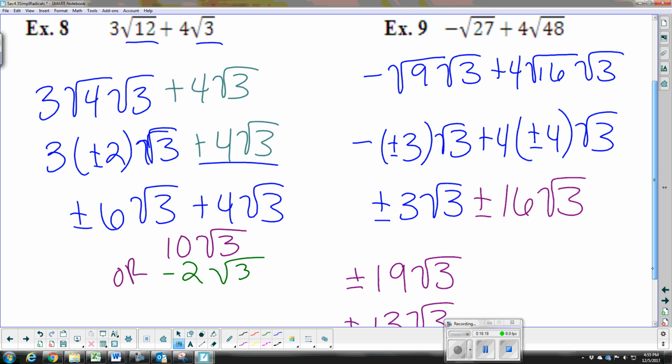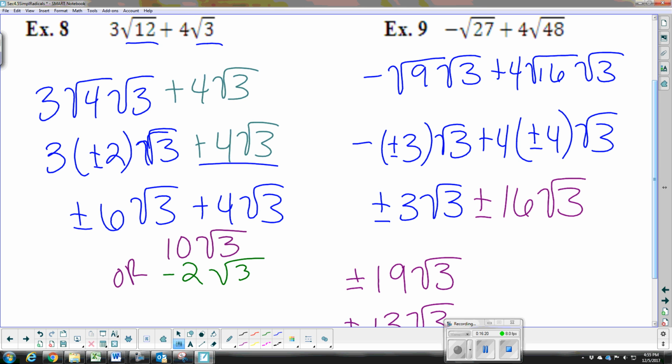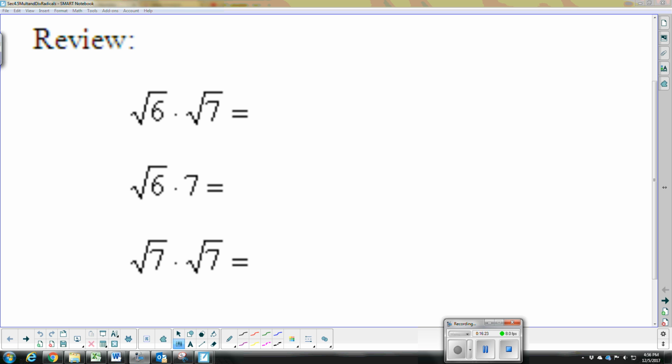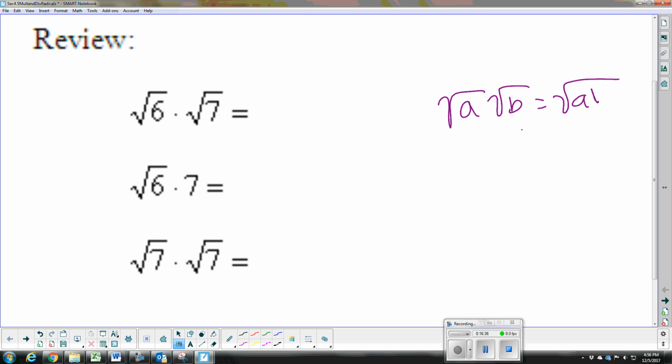All right, so that's our adding and subtracting. Now let's look at the multiplying and dividing part. This is on the back side of your note sheet, your review sheet. Again, the square root of A times the square root of B is the square root of AB. So we're going to use that here. If we can simplify it, we'll simplify, but if we can't, then we're just going to leave it.